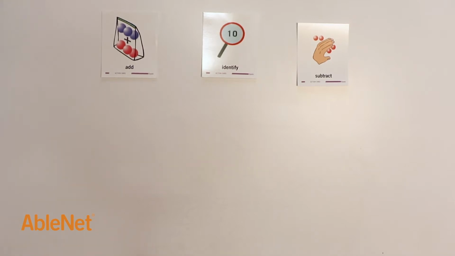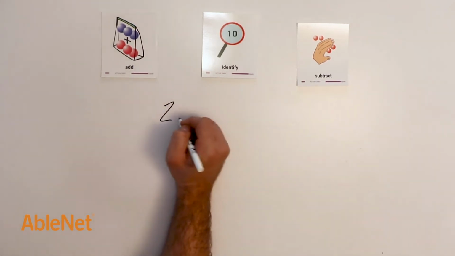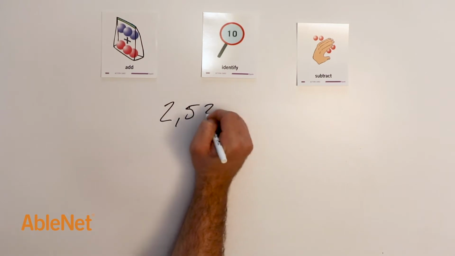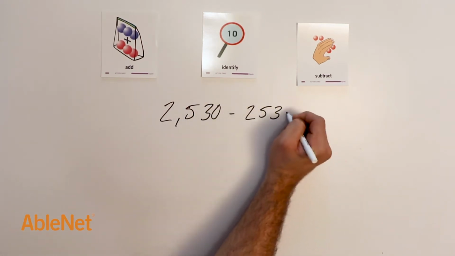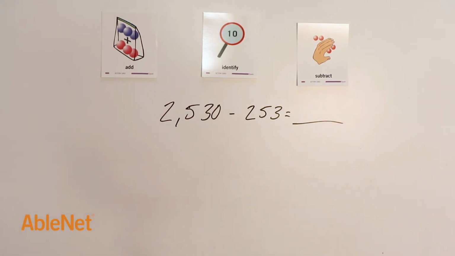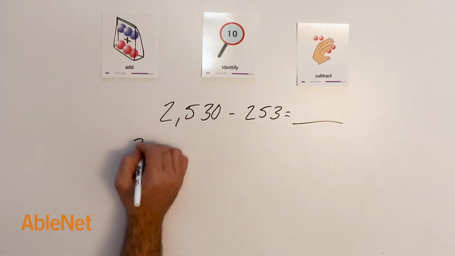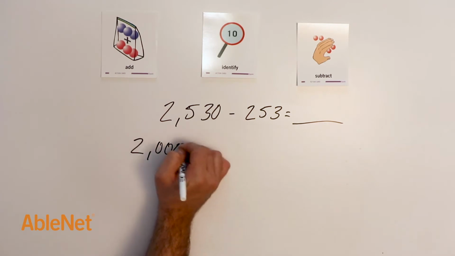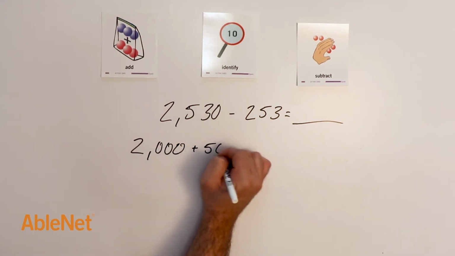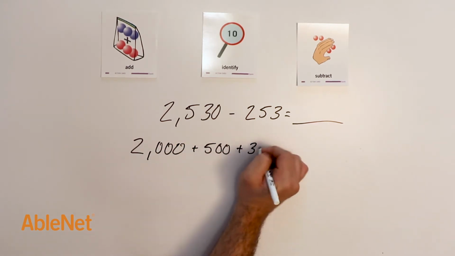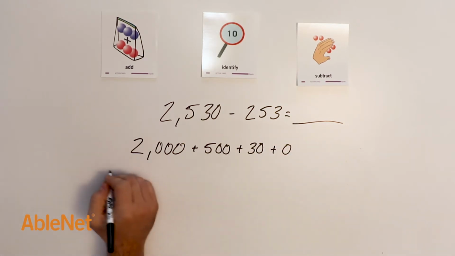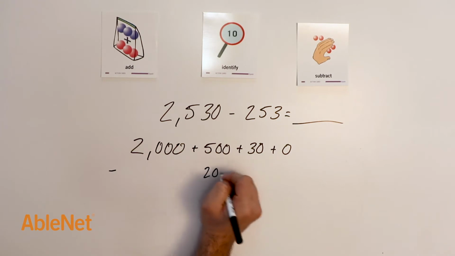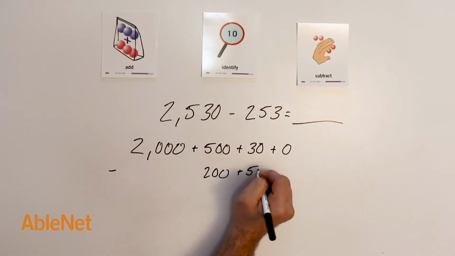I will start by writing the equation in expanded form. 2,530 is the result. I can subtract the change, 253, to find out how many tickets she won at the bowling game. 2,530 becomes 2,000 plus 500 plus 30. 253 becomes 200 plus 50 plus 3.